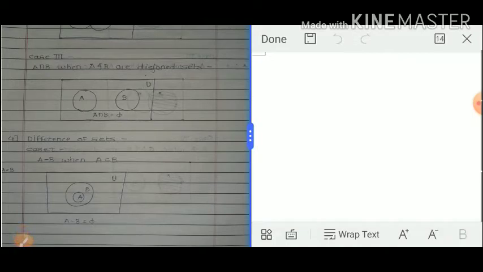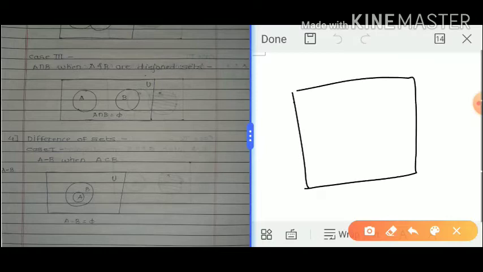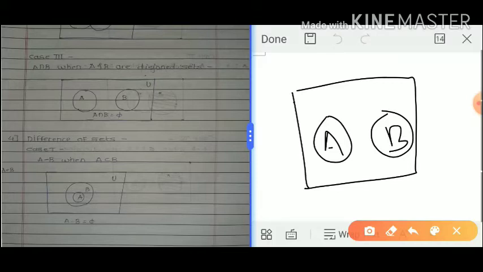To find A intersection B when A and B are disjoint sets. Disjoint sets means different sets. That means there are no elements in common; there are totally different elements in the A set and the B set. That means disjoint sets.